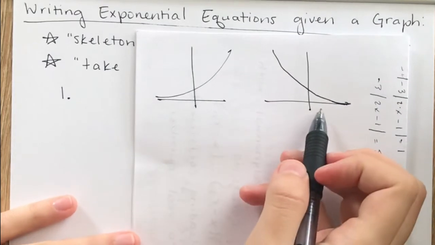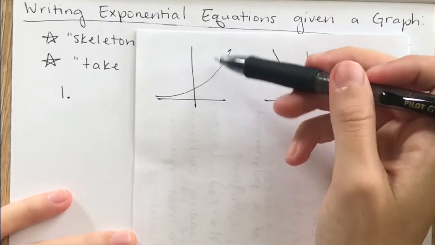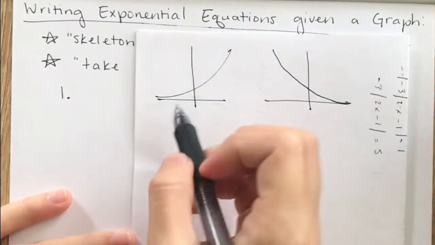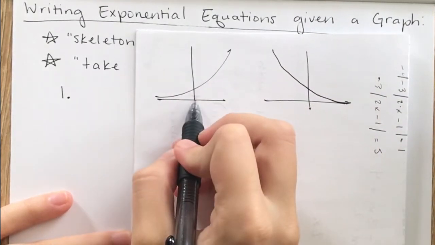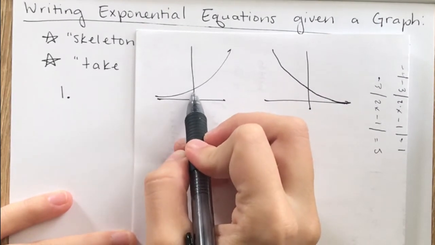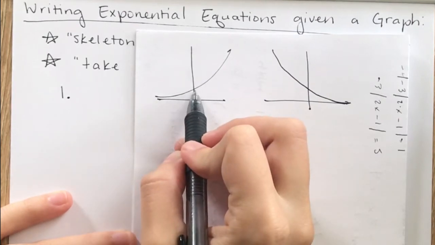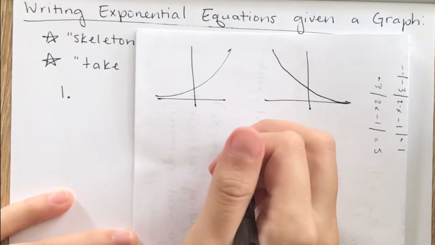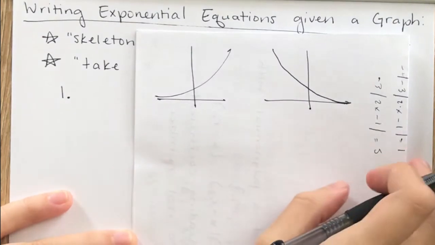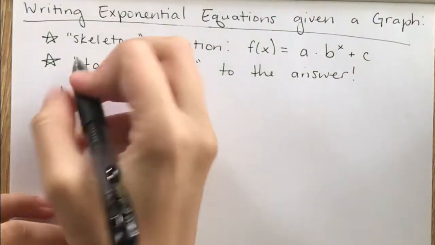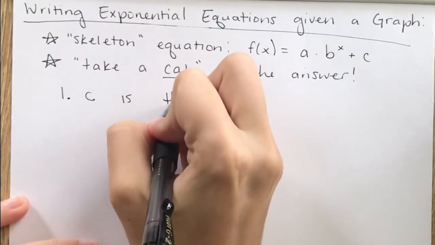Both of these had horizontal asymptotes at y equals 0, right? So if we have a vertical shift, our horizontal asymptote is also going to shift. So for instance, if I shift this graph up 1, then my horizontal asymptote is going to change from y equals 0 to y equals 1. If I shift it down 27, right, if I have minus 27, my horizontal asymptote is going to be y equals negative 27. So we can use the horizontal asymptote to find c. c is the horizontal asymptote.